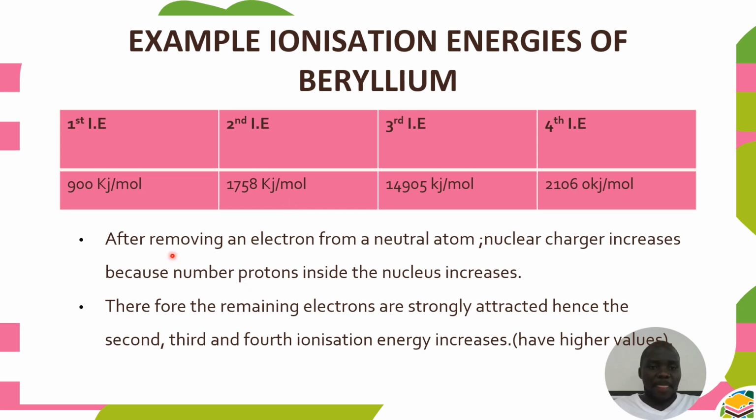So after removing an electron from a neutral atom, nuclear charge increases because the number of protons inside the nucleus is now greater relative to the electrons. Therefore, the remaining electrons are strongly attracted, hence the second, third, and fourth ionization energy increases.